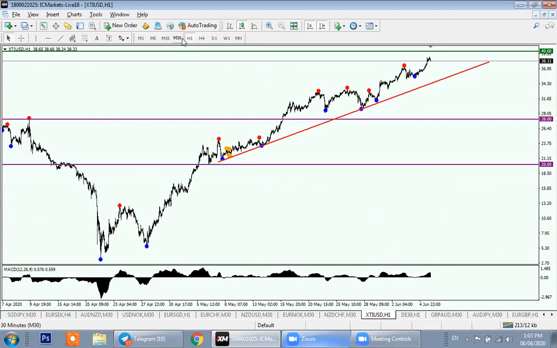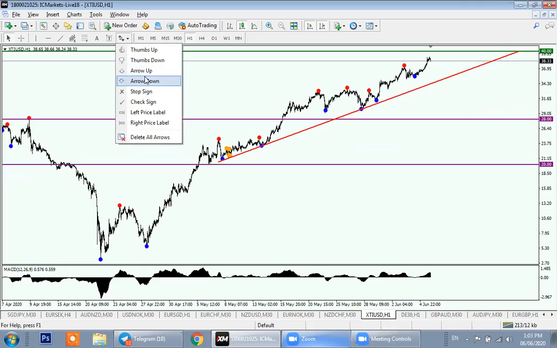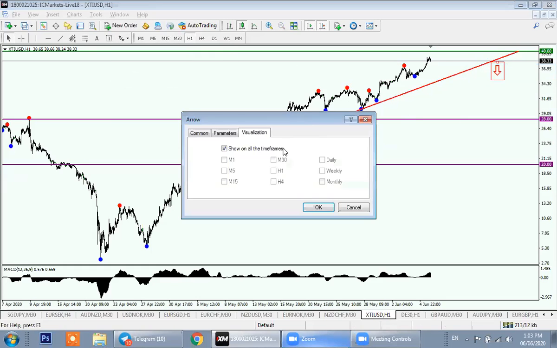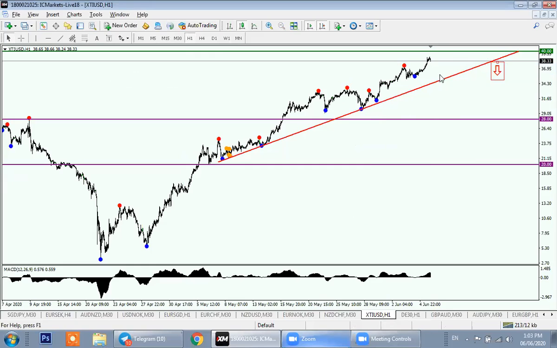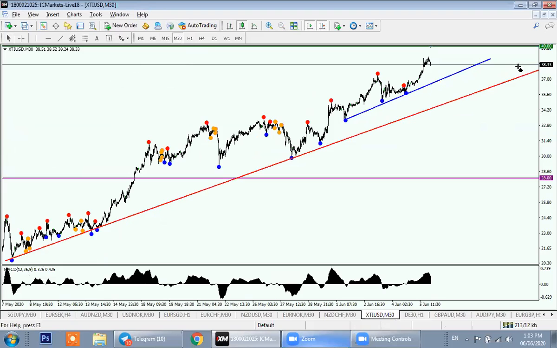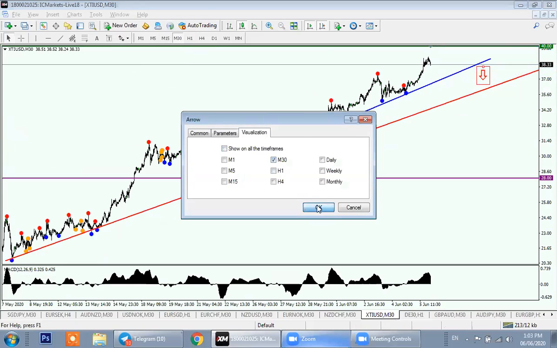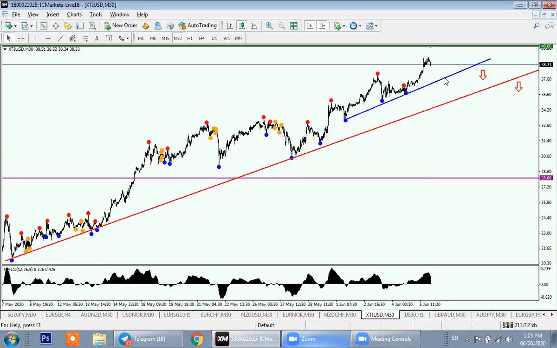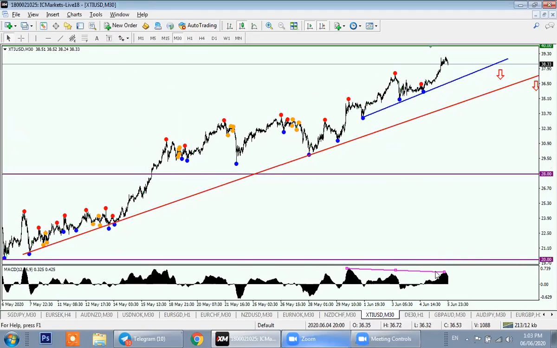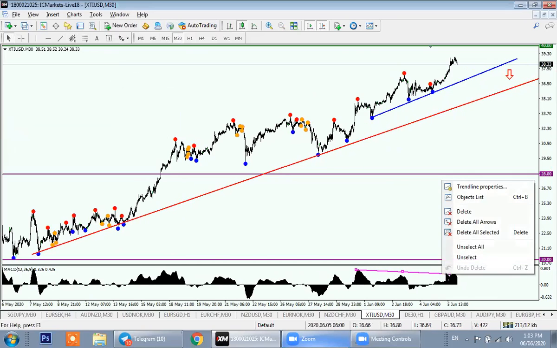Here's our H1 view. We are waiting for a new swing to form around our lower red trend line to sell this one. And we also have another view from M30. We are waiting for a new swing to form around our lower blue trend line to sell this one. But conservative traders have to stick with the lower red trend line. And we have reversions forming, as you can see here.